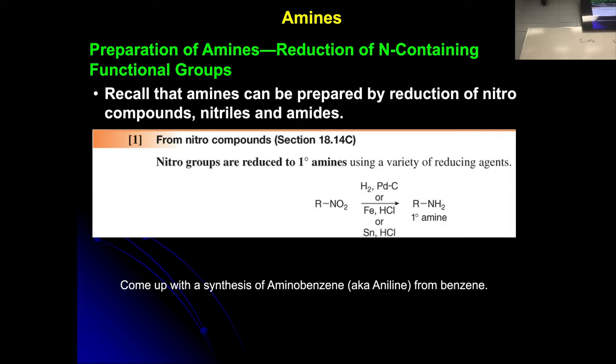All of the things that we're using here, even though there's a few more steps, are a lot cheaper than palladium. That's the take-home message. Okay? You can take iron and HCl or tin and HCl, and you can put it in the presence of a double bond. It will not reduce the carbon-carbon double bond. Okay? It's not a good enough reducing agent for that. But it's pretty good here.